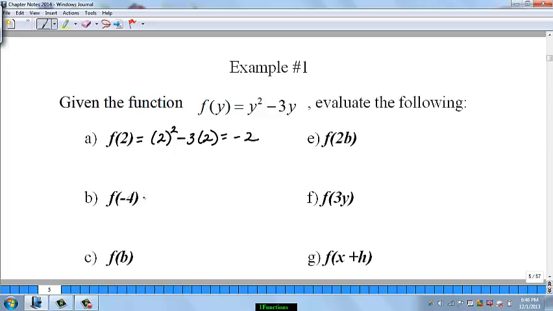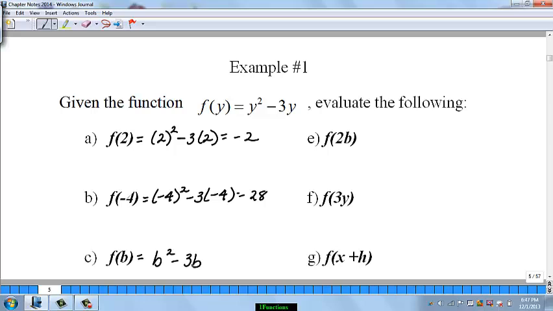If I did f of negative 4, it's the same thing. And negative 4 is here, so it's got to go here and here. So I have negative 4 squared minus 3 times negative 4. And when I put that in my calculator, I get 28. If I did f of b, if I just put a b in there, it'd be b squared minus 3b.